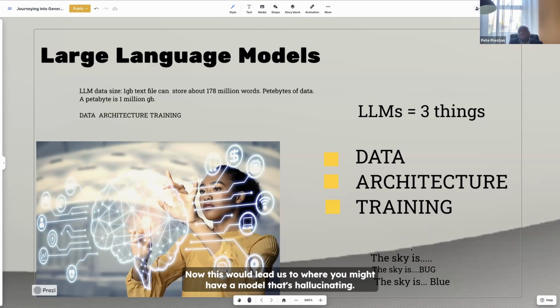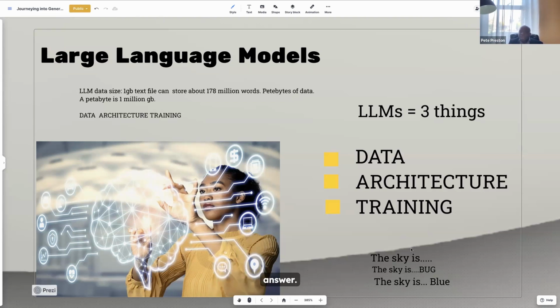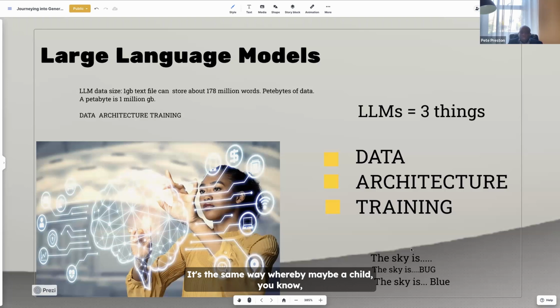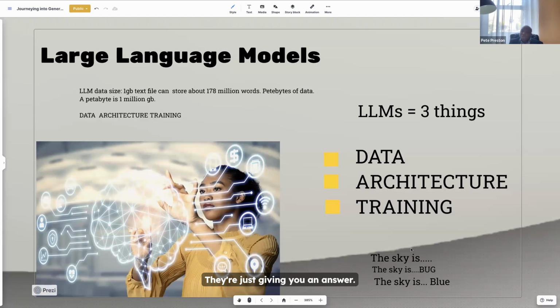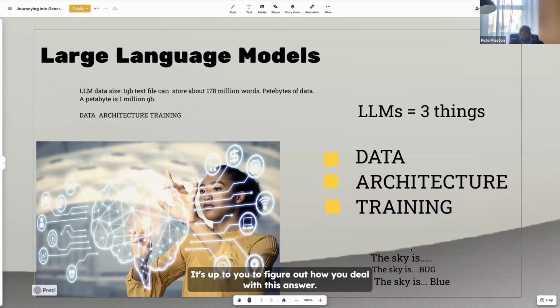Now, this would lead us to where you might have a model that's hallucinating. Hallucination is where, even though the data is not in the model's training, it would still try to give you some answer. It's the same way a human child would work. If you ask it something it does not know, as far as the child is concerned, they're not lying. They're just giving you an answer. It's up to you to figure out how you deal with this answer. But we call it hallucination.